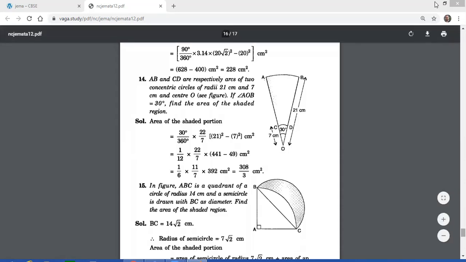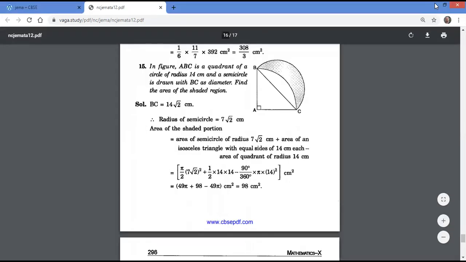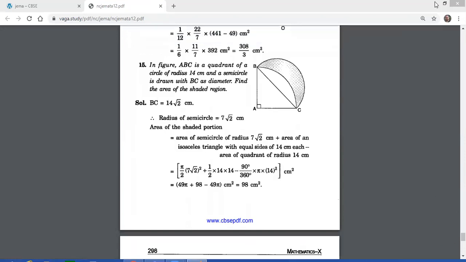Then question number 15, important question. This is a triangle. This is a semicircle. And here you find that this white portion is a quadrant. So how to find out the shaded portion? The shaded portion can be found by adding the triangle plus the semicircle, and subtracting the quadrant. When I add the triangle and semicircle, I'll get the full area. From the full area, I'm going to subtract the quadrant.